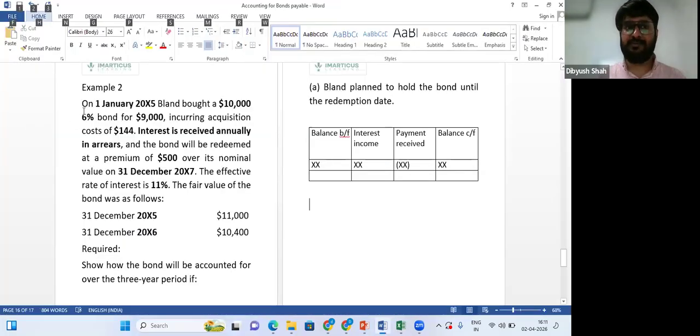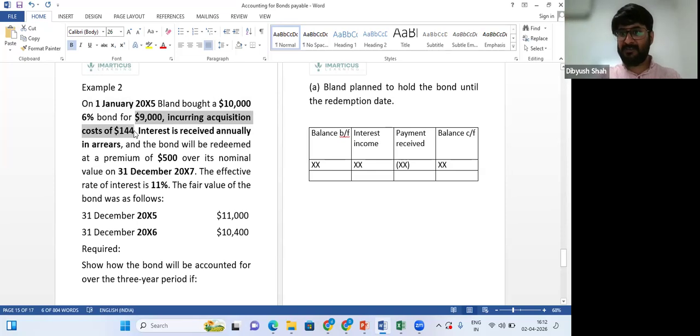On 1st of January 2005, Bland bought a 10,000, that's the nominal value, 6%, that's the interest rate, for 9,000. So this is the purchase price, acquisition price. And they incurred acquisition cost of 144. Remember, this is held to maturity or amortized cost, because of the business model. In GAAP we call it HTM, held to maturity. Here we can call it amortized cost.